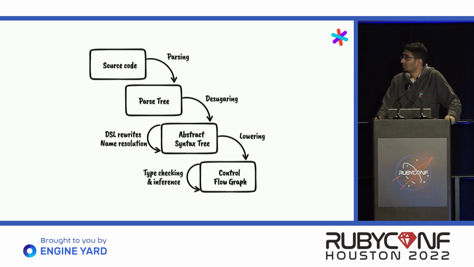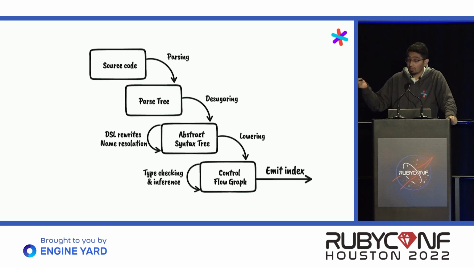In our case, those aren't super important because the main thing we care about is that we want to have access to type information so that we can show it in, for example, hover documentation, right? And you'll notice the type checking and inference is happening on the control flow graph at the bottom right. So we want to be operating at that layer after type checking has finished running. So that's where we'll emit the index after we have access to type information. So that sounds reasonable so far.